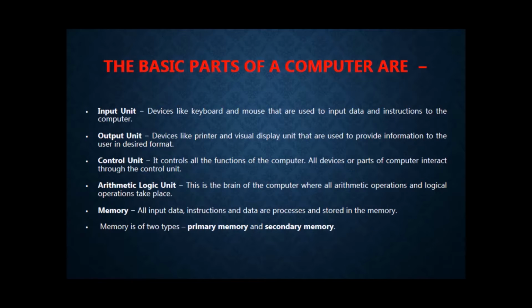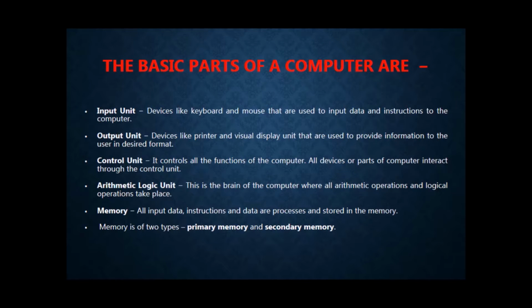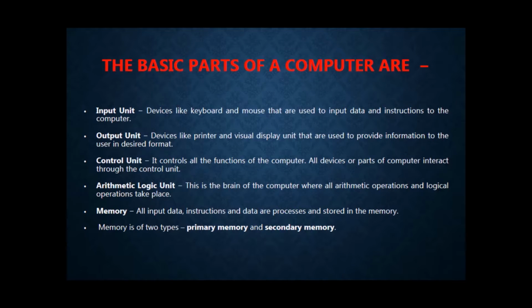These are the input unit, output unit. This is what we use to give instructions and receive feedback from the computer. The control unit. It controls, just basically from the name, the functions of the computer. The arithmetic logic unit. This is the brain of the computer, where all arithmetic operations and logical operations are done. And memory. This is where all data and instructions are processed and stored.